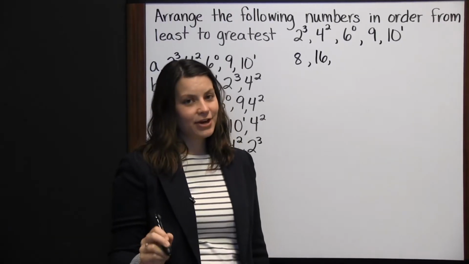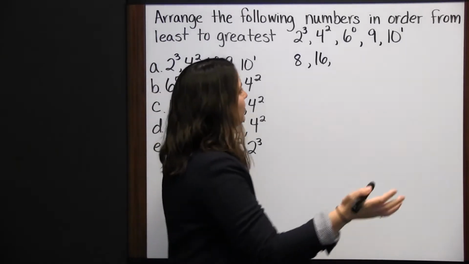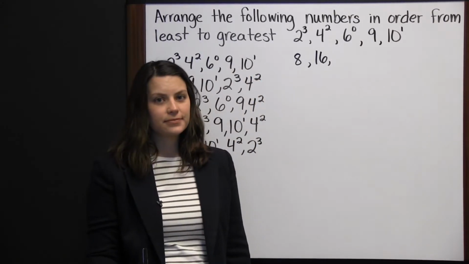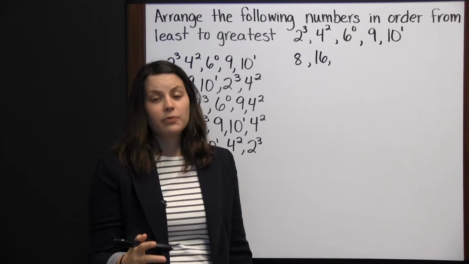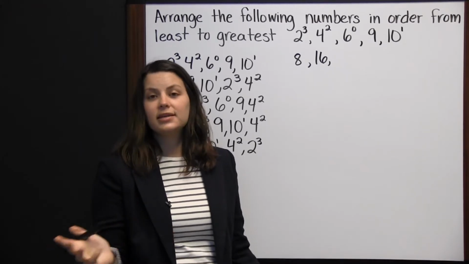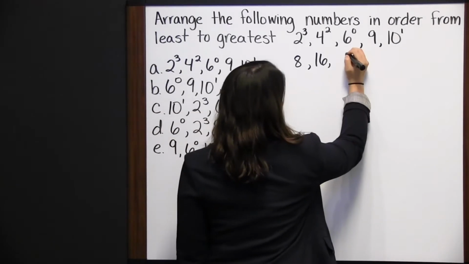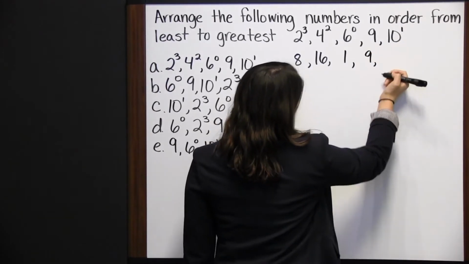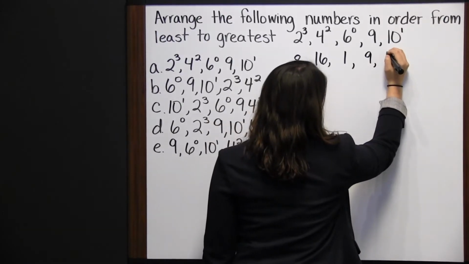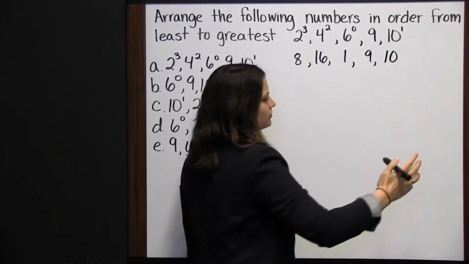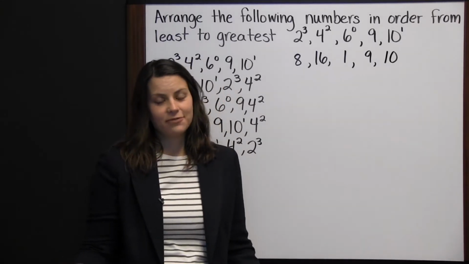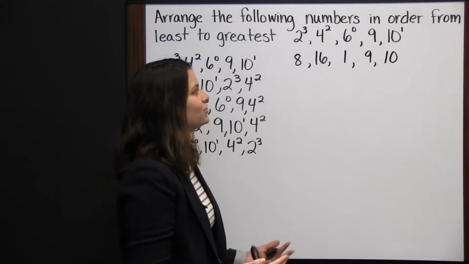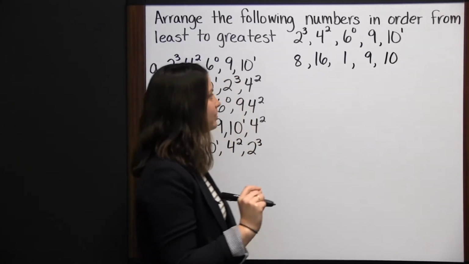4 times 4 is 16. Now this next one is very interesting because it doesn't matter what this number is. The base number doesn't matter. Any number raised to the 0 power is always 1. 9, of course, is simply 9. And 10 to the first is 10 times itself, one time. Or not really 10 times itself at all, it's just 10. You're not multiplying 10 by anything else, because you just have 10 written one time.